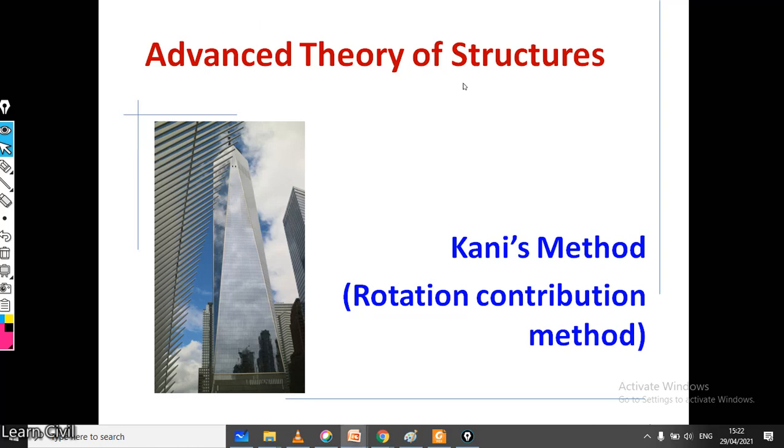Okay, in the last lecture we started the analysis of portal frames and analysis of continuous beams by using Kani's method. Now, as per your syllabus, it only covers the analysis of portal frames. But for understanding purposes, we will take one single problem of continuous beam analysis by using Kani's method.